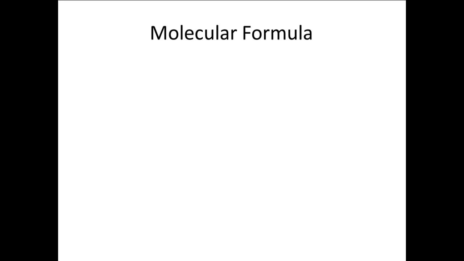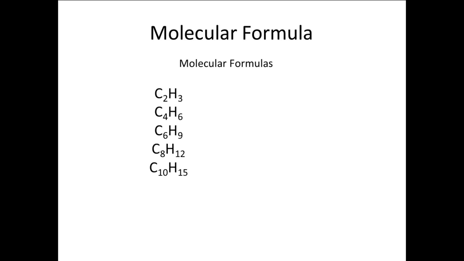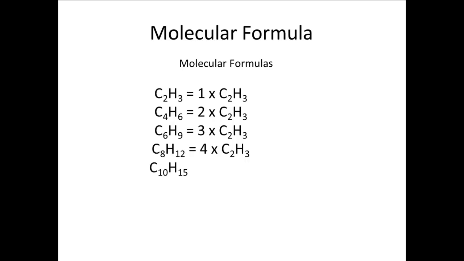So, how do these molecular formulas relate to the empirical formula? If we look at the subscripts of the molecular formulas and the subscripts of the empirical formula, what we see is that C2H3 equals 1 times C2H3. C4H6 equals 2 times C2H3. C6H9 equals 3 times C2H3. C8H12 equals 4 times C2H3. And C10H15 equals 5 times C2H3. This means that the molecular formula is a whole number multiple of the empirical formula.